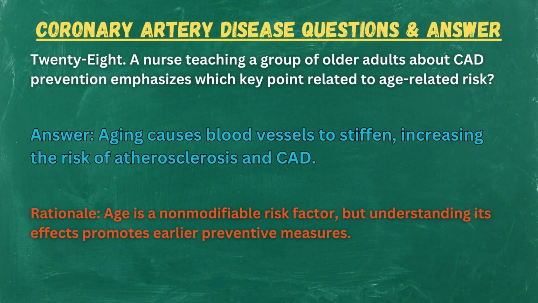28. A nurse teaching a group of older adults about CAD prevention emphasizes which key point related to age-related risk? Answer: aging causes blood vessels to stiffen, increasing the risk of atherosclerosis and CAD. Rationale: age is a non-modifiable risk factor, but understanding its effects promotes earlier preventive measures.